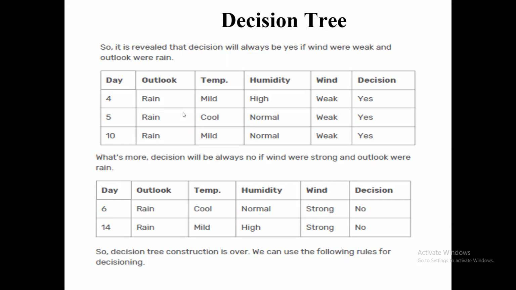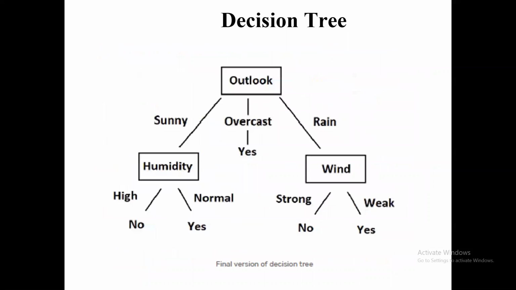Upon doing that, we again observe that whenever outlook is equal to rain and wind is equal to weak, the decision is always yes for the examples. On the other hand, when outlook is equal to rain and wind is equal to strong, the decision is always no. So we can reflect this directly in our decision tree. That means we have reached a leaf node and do not have to split our decision tree further, right?